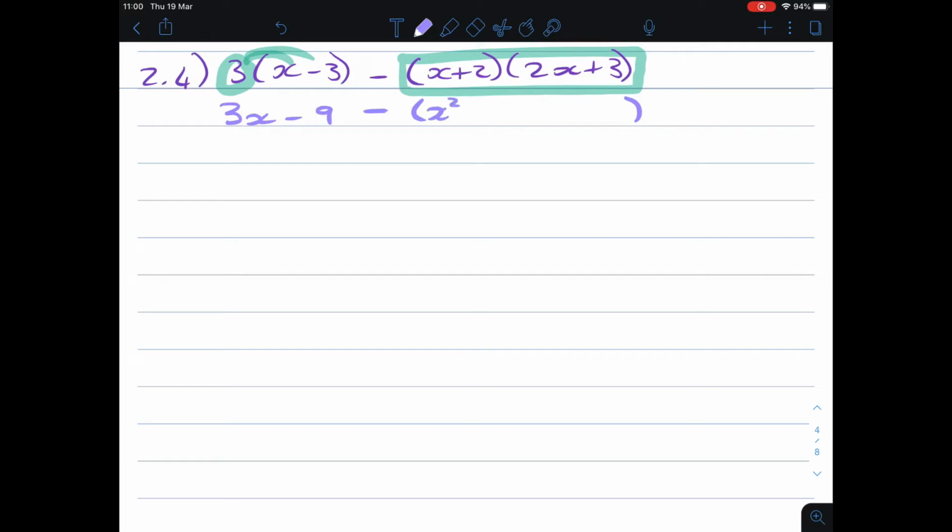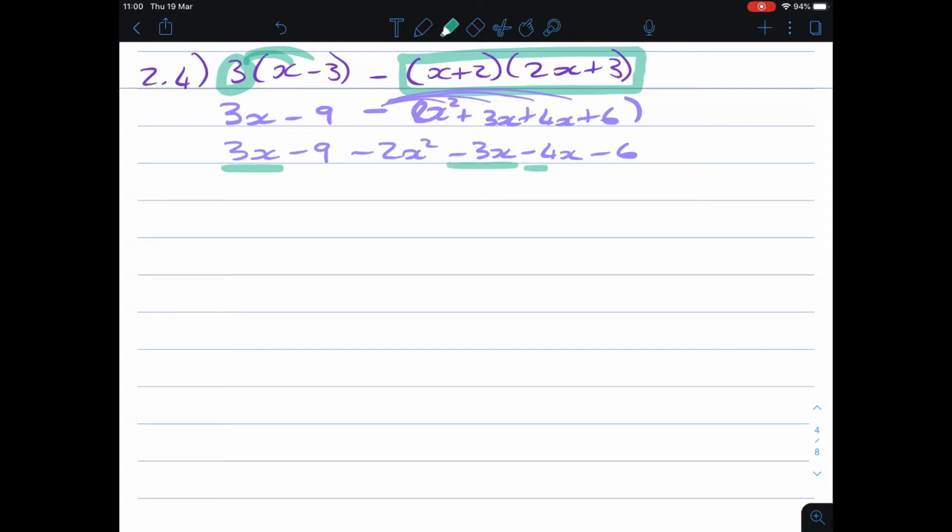So this is 2x squared, plus 3x, plus 4x, plus 6. And then I can actually distribute my negative. So I'll have 3x minus 9 minus 2x squared minus 3x minus 4x minus 6. And then I can find my like terms again.